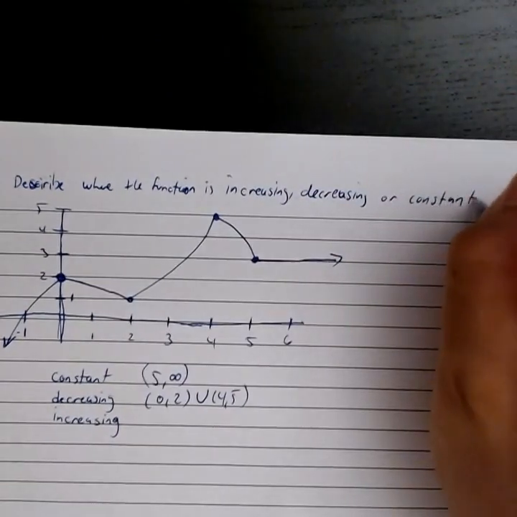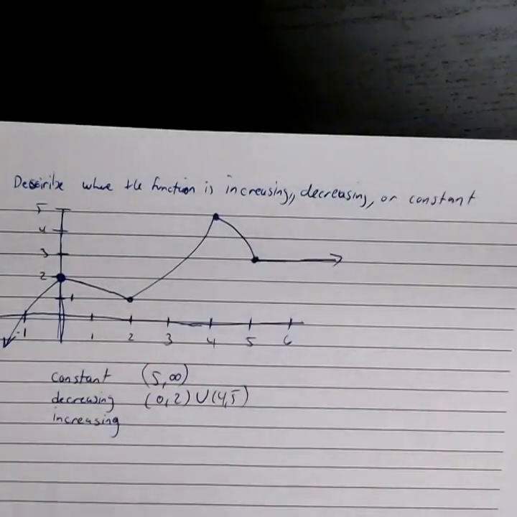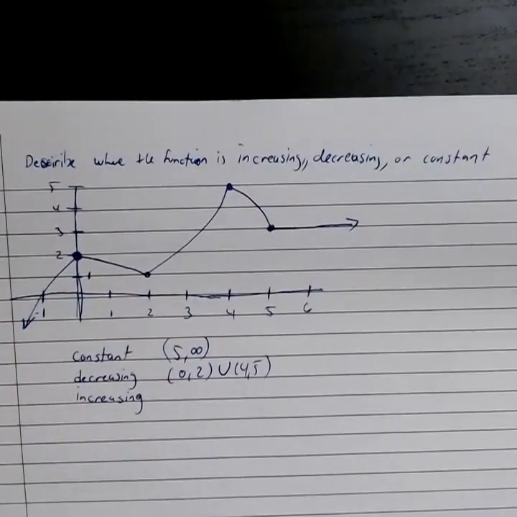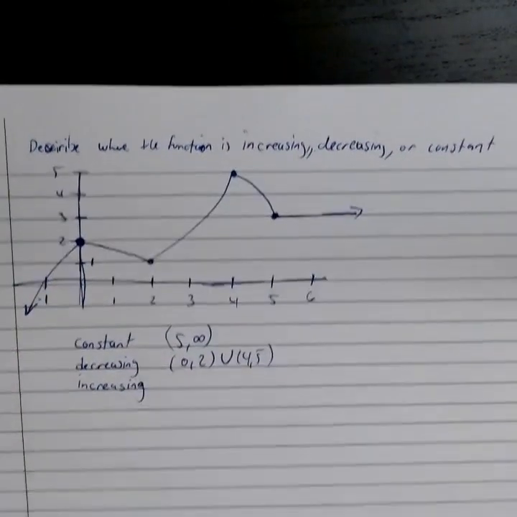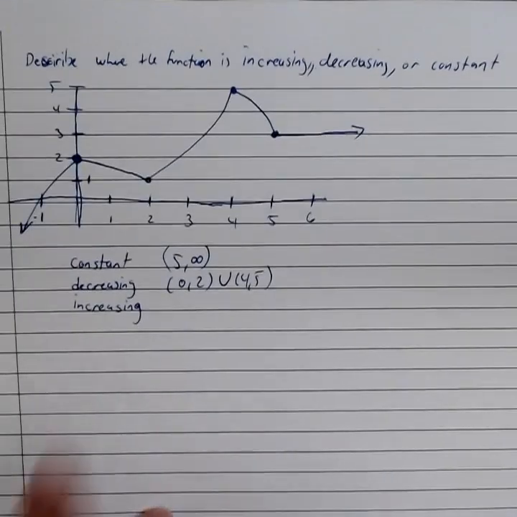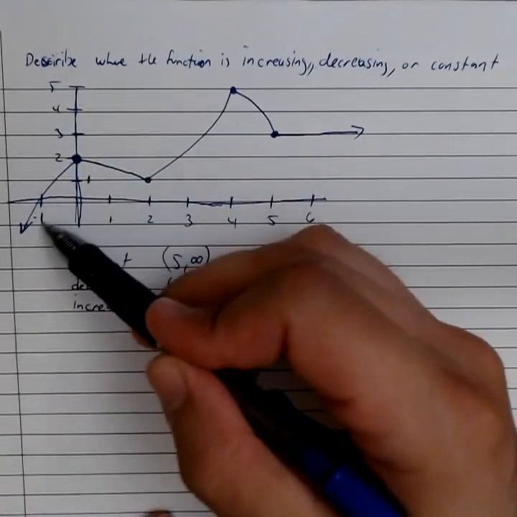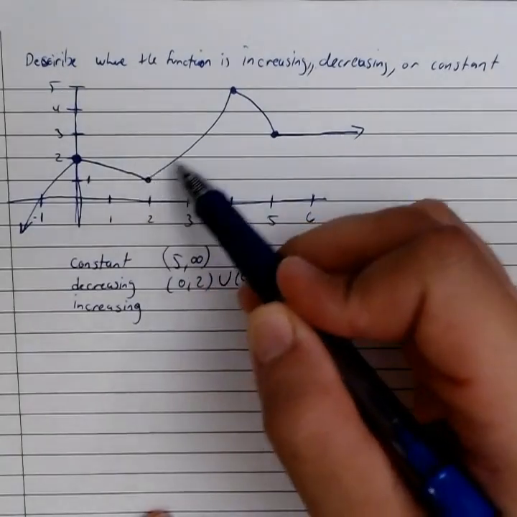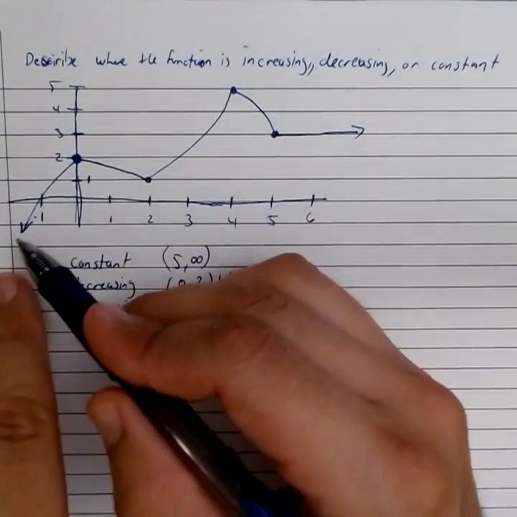You could also say describe the behavior of the function, but here let's be a lot more specific. There are other behaviors besides this. Okay, finally, where is it increasing? Well, again, this part, but also this part. So here, it starts to increase.